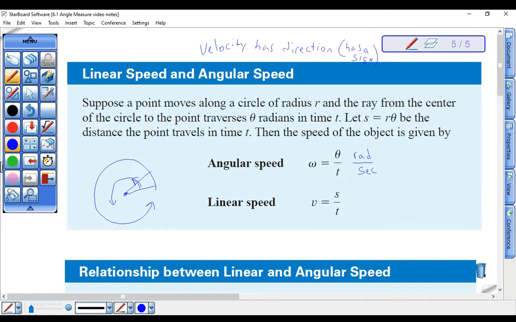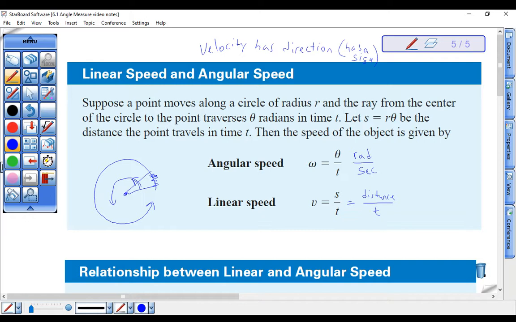When I talk about linear speed, we're not talking about the angle changing with time. Linear speed is just distance per time, right? So your arc, the actual distance traveled divided by time. Those are two different things you can measure, and they're related to each other, but they're talking about a slightly different thing.